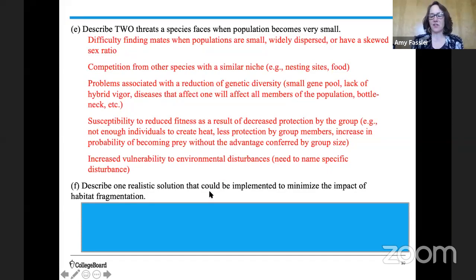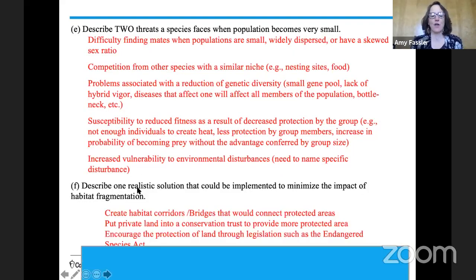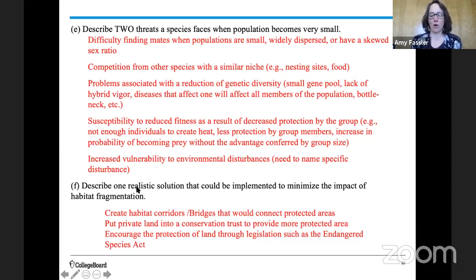Describe one realistic solution that could be implemented to minimize the impact of habitat fragmentation. Even though we're really focusing on the experimental design and not quite the solution part, obviously they're putting some of that in here as well. And the key part here is realistic. So we could make a habitat corridor or some type of bridge or structure that would connect the area of intact habitat to those little habitat fragments or habitat islands.